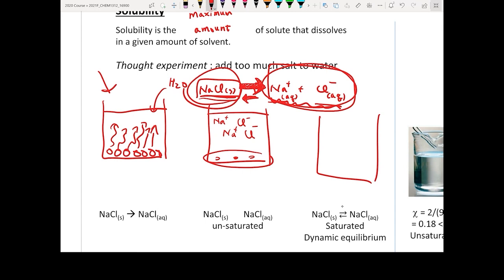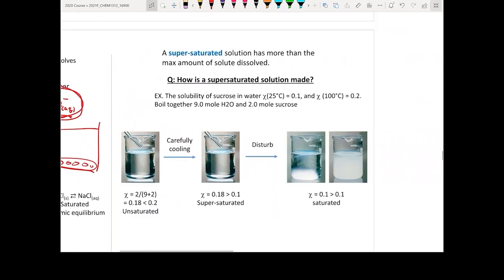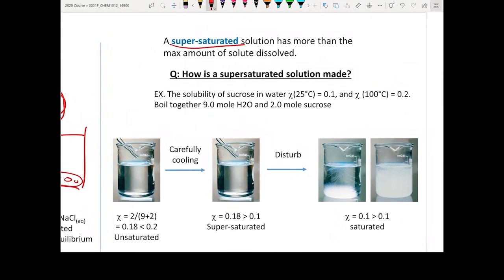At a certain point, no matter how you stir it, you will always see some remaining salt at the bottom, right? That's how you determine the solubility. With that concept in mind, another thing that you should know is a very interesting phenomenon called the supersaturated solution.